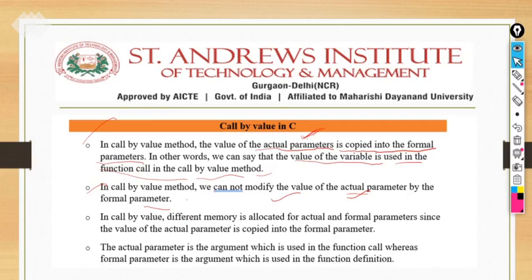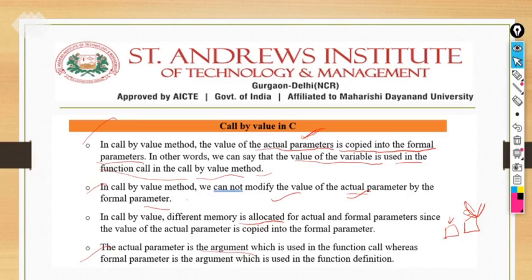In call by value, different memory is allocated. There will be separate memory for the actual parameters and the formal parameters. We are not making changes at the same common memory place. There are separate memory spaces available for actual parameters and formal parameters, and we just copy the value to the two different locations. One location belongs to the actual parameter and the other to the formal parameter. We will see these things with the help of an example. The actual parameter is the argument, as I have already told you.